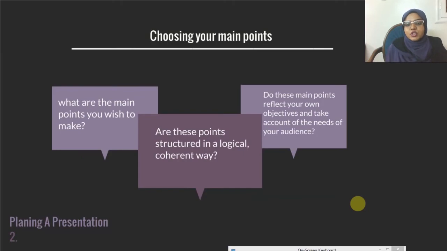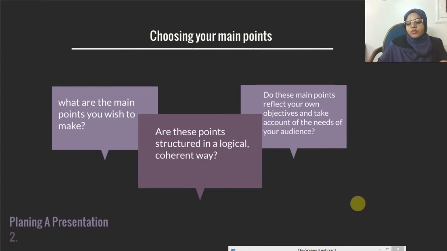The second part of the planning is choosing your main points. We also have three questions to answer to choose the main points. Number one, what are the main points you wish to make regarding the subject you are trying to deliver to the audience? Are these points structured in a logical, coherent way? Can the audience see the links or the relationships between the different parts or components included in the subject? Do these main points reflect your own objectives and take account of the needs of your audience?